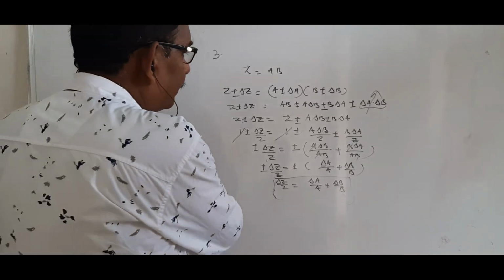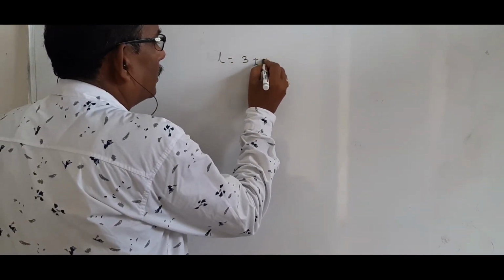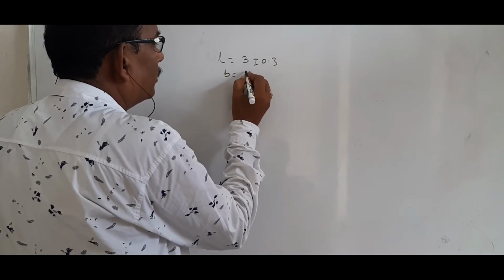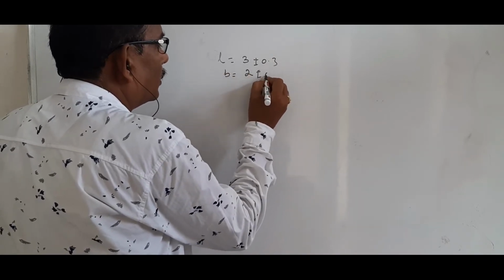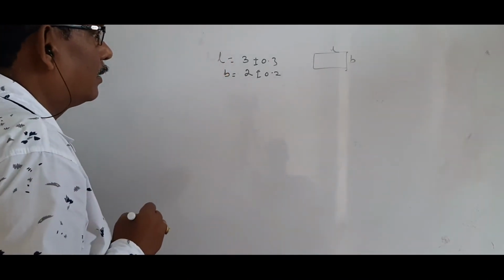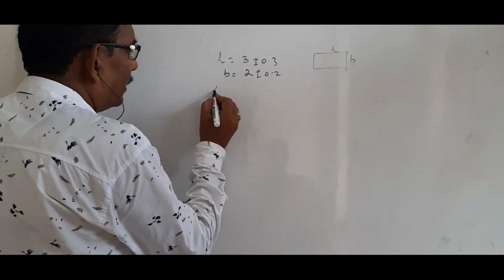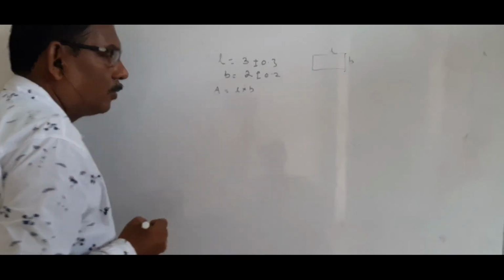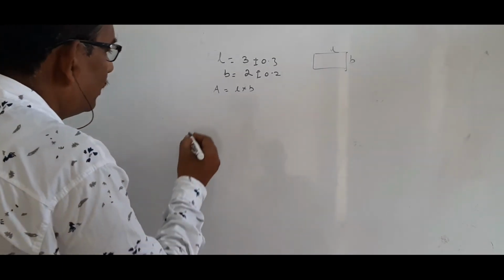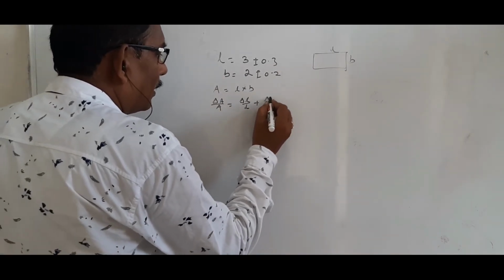Now take example. L is equal to 3 plus minus 0.3, B is equal to 2 plus minus 0.2. It is the length and breadth of a rectangle. To calculate the relative error of the area of the rectangle, we know that A is equal to L into B. So, what is the relative error of area? Delta A by A equal to delta L by L plus delta B by B.